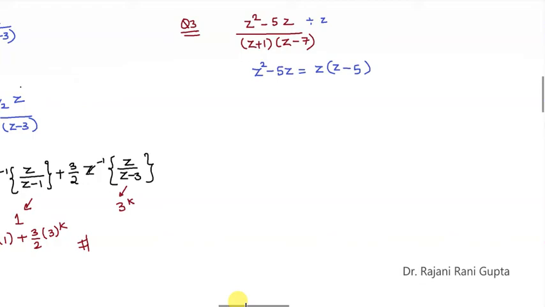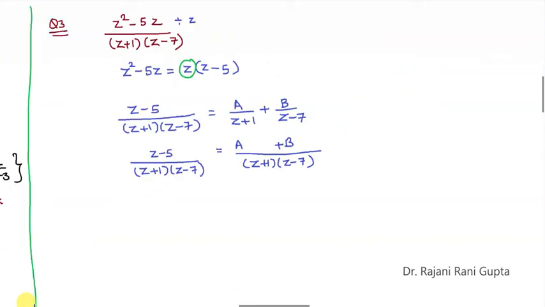So while doing the partial fraction, you will be doing partial fraction for (z minus 5) over (z plus 1)(z minus 7), which gives you a over z plus 1 plus b over z minus 7. Then you complete the calculation, and after getting the values of a and b, multiply it with this z that you kept safe before finding the inverse z transform. So this can be completed in the same way. The factor with a will be z minus 7, with b will be z plus 1.